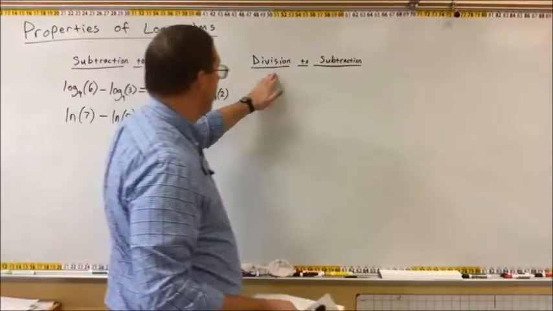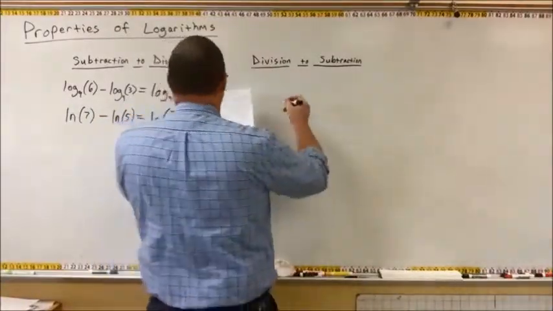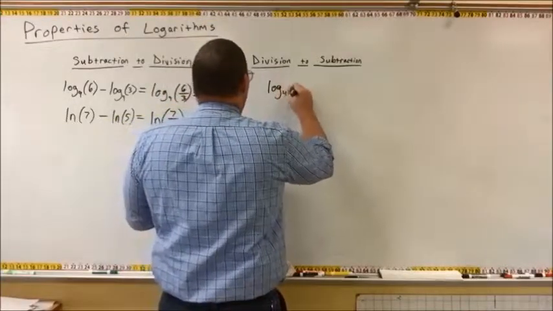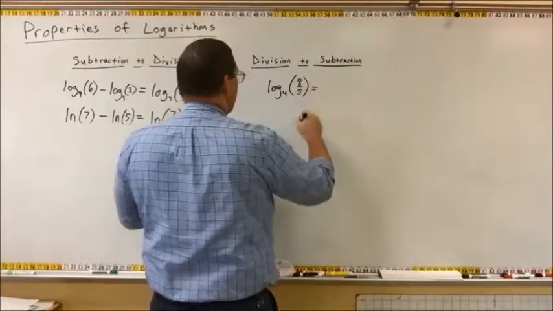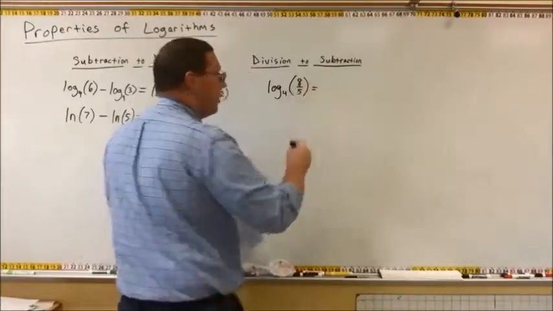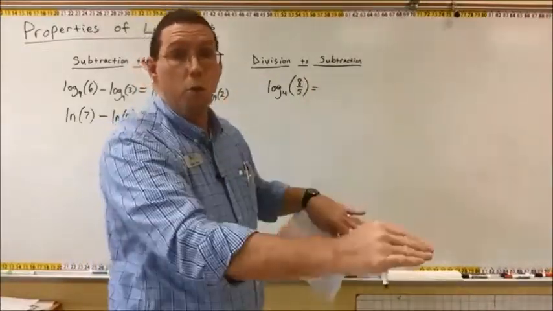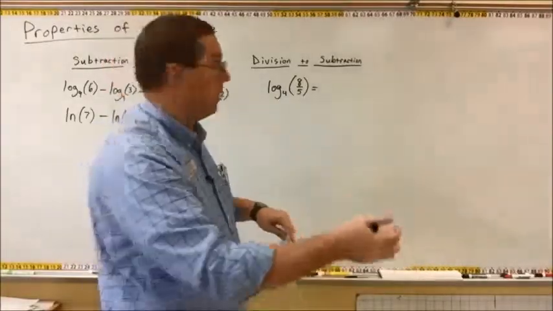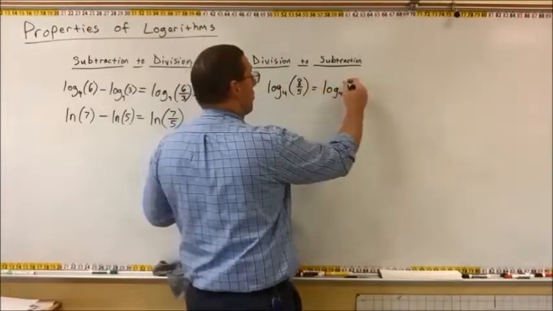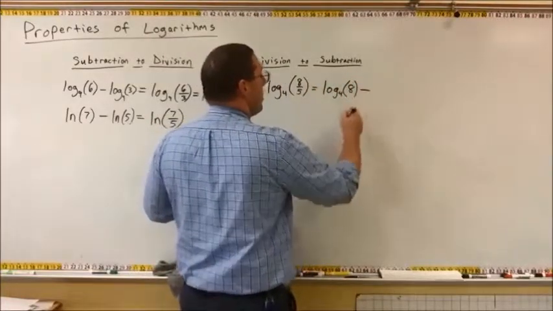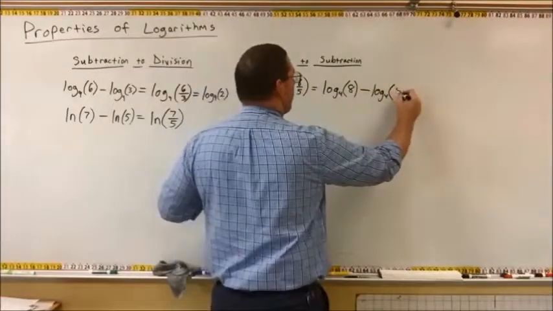Now, let's go the opposite. Let's go division to subtraction. So let's say that we have log base 4 of 8 over 5. So this is division in a single logarithm. So we're going to break it into two logarithms and make it subtraction. We're going to do log base 4 of the top first, log base 4 of 8, then minus log base 4 of the bottom, 5. There we go.